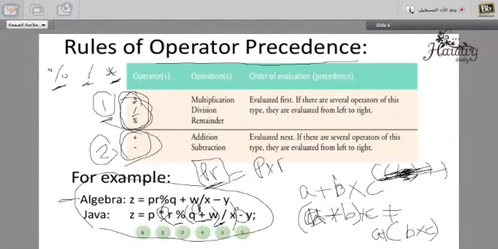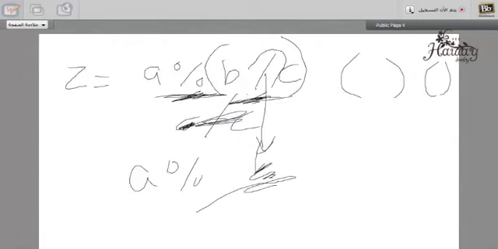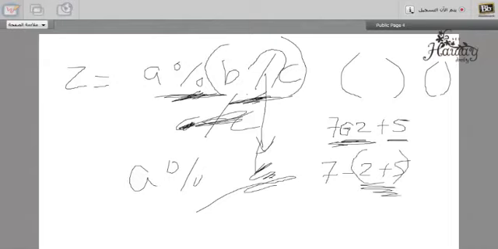If you have 7 minus 2 plus 5, you have to do the minus first because it comes first, and then you do the next. Unless you have a bracket, same idea. If I say these are inside the bracket, you do this first, you get 7, and then 7 minus 7. Is this understood?